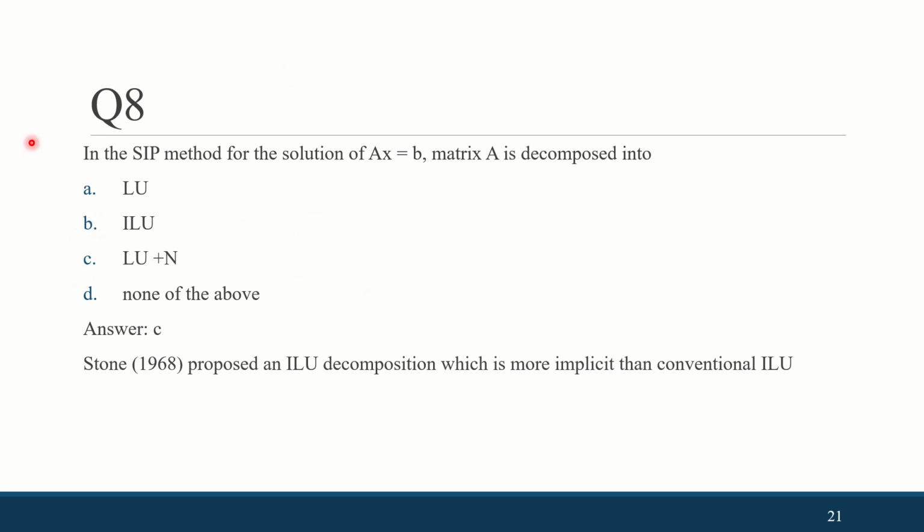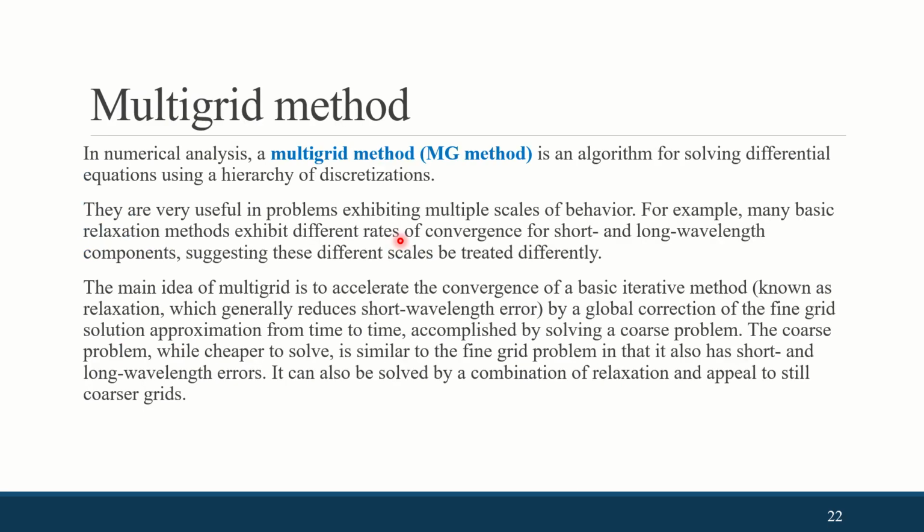The question was: in the SIP method, for the solution of Ax = B, matrix A is decomposed into ILU, LU plus N, or none of the above. So the answer is option C, that is LU plus N. Stone in 1968 proposed an ILU decomposition which is more implicit than the conventional ILU. So we'll move on to question 9.